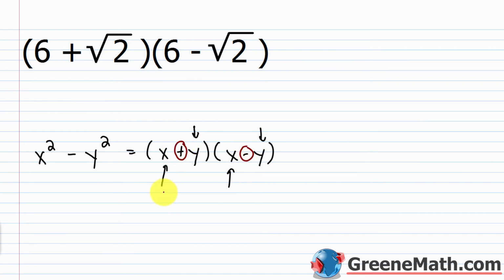Now look at what you have here. You have a 6 and a 6. And then look over here. You have square root of 2 and square root of 2. Then your signs are different. You have a positive and a negative.